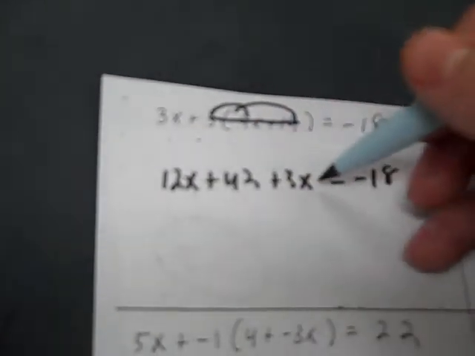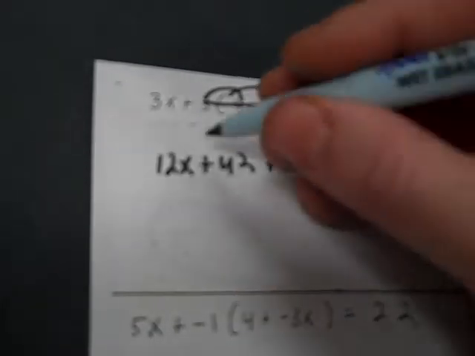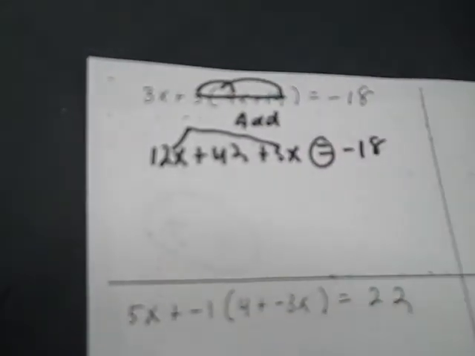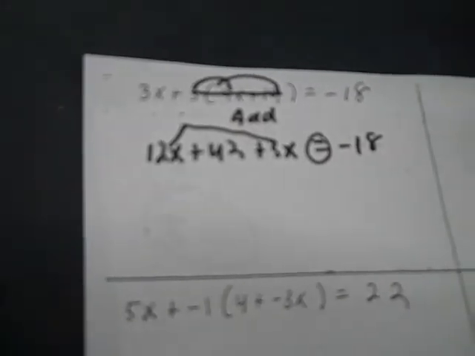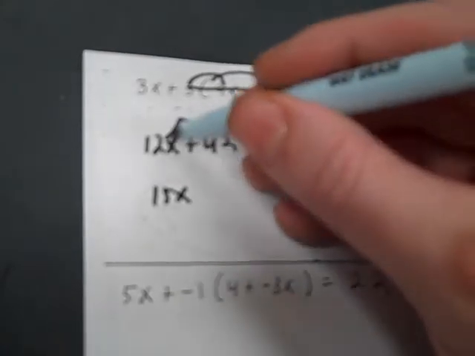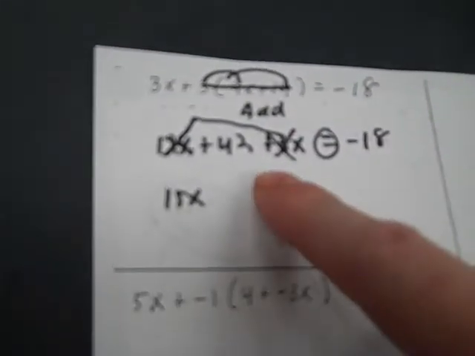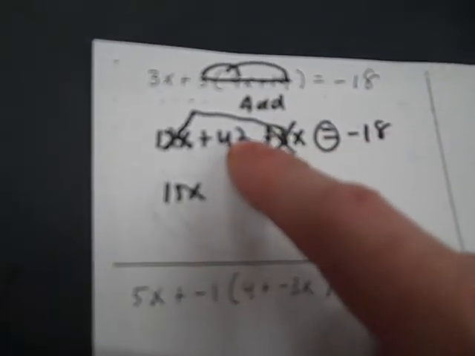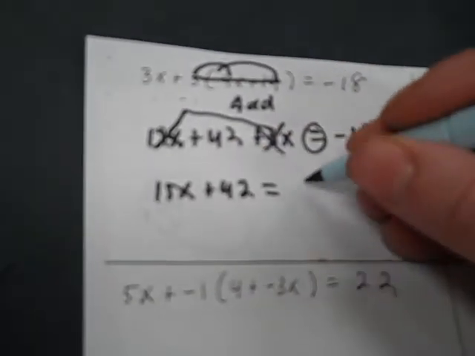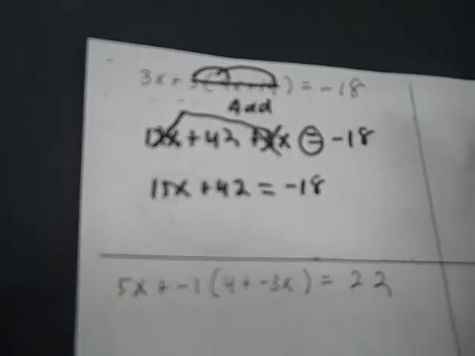Again, there's 2 different x's, but they're on the same side. So I'm going to draw my adding pyramid. That just means I add 12 plus 3. What is 12 plus 3? 15. So 15x. Now before I get to the equals, I have this plus 42. So plus 42, then equals, and then negative 18.